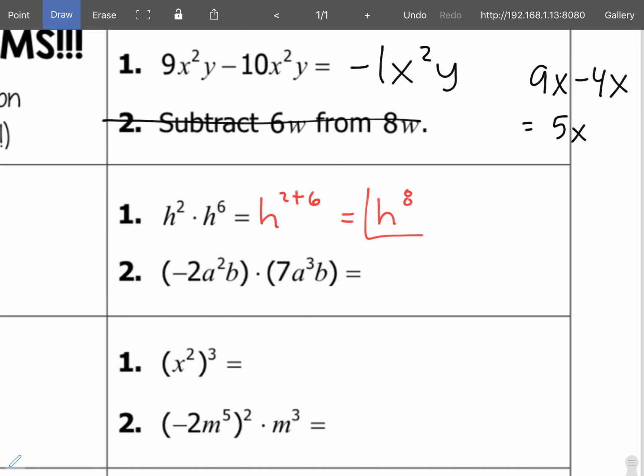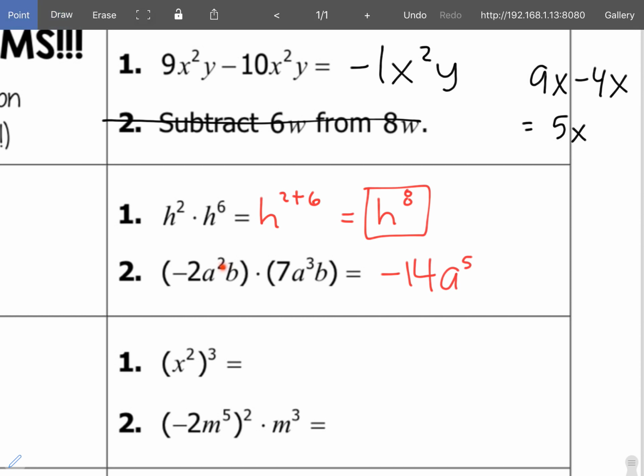Okay. And then this next one right here, we're going to multiply negative 2 times 7. So negative 2 times 7 is negative 14. A squared, right here, a squared times a to the 3rd. Remember, we add exponents, so it's a to the 5th.